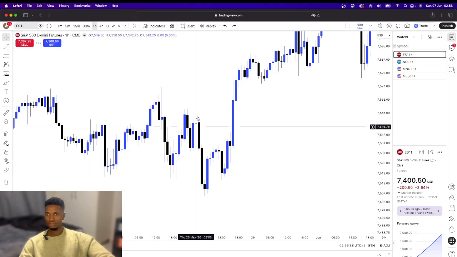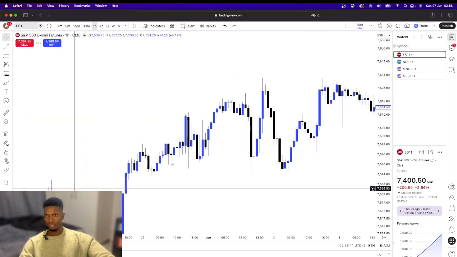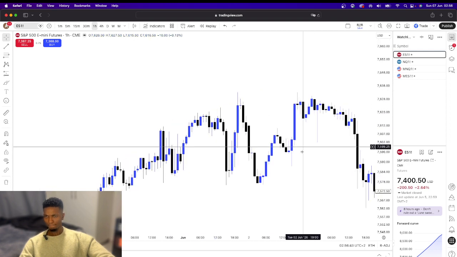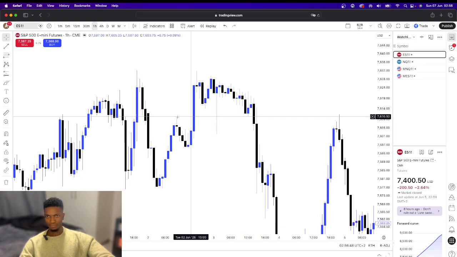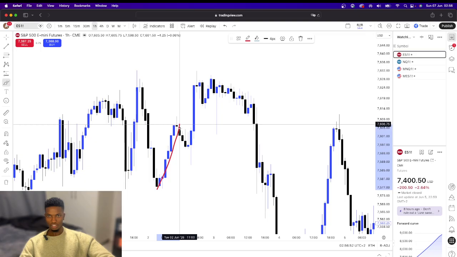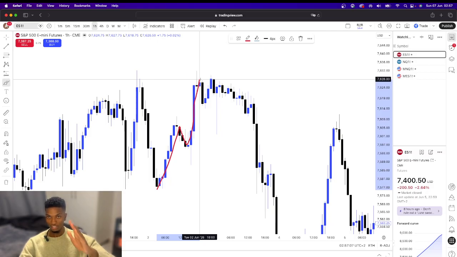Let me show you another example. Let's see. Okay, here. So we have from down here a move up, a move down, a move up. What kind of a trend is this? I'm gonna give you a few seconds so you can think about it. Don't lie to yourself. Yes, it is an uptrend. You see, we are leaning.